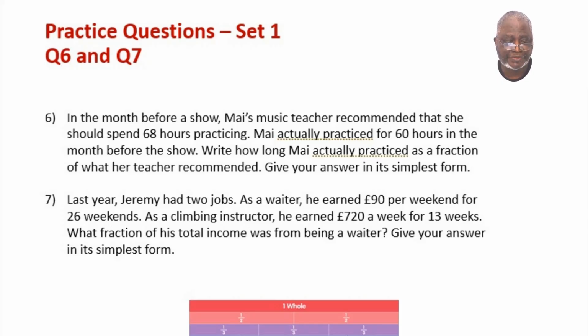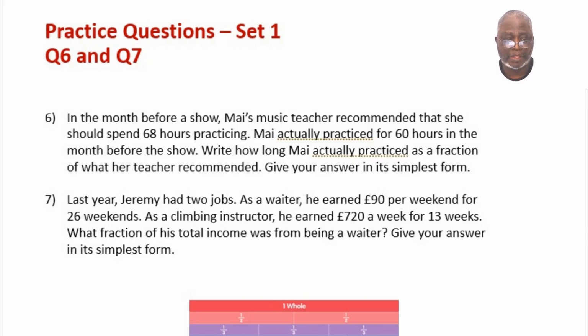Question 7. Last year, Jeremy had 2 jobs. One as a waiter, and he earned £90 per weekend for 26 weeks. As a climbing instructor, he earned £720 a week for 13 weeks. What fraction of his total income was from being a waiter? Give your answer in its simplest form.